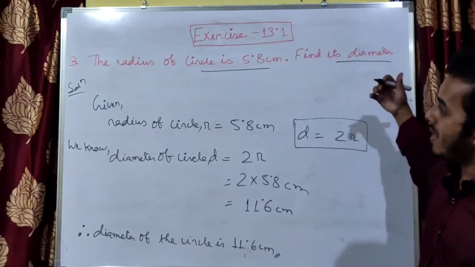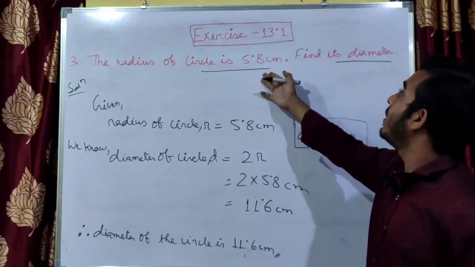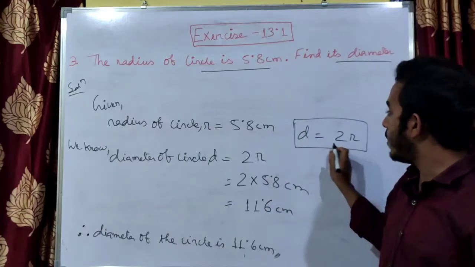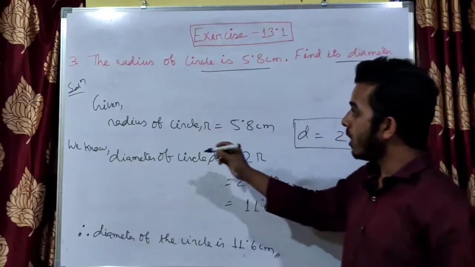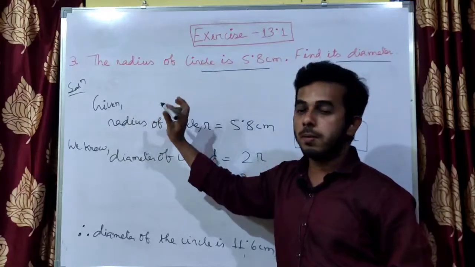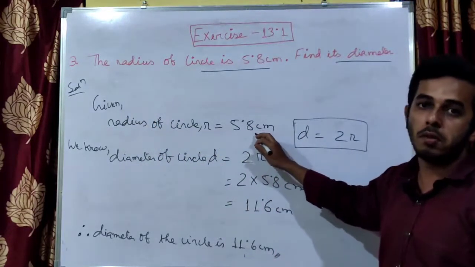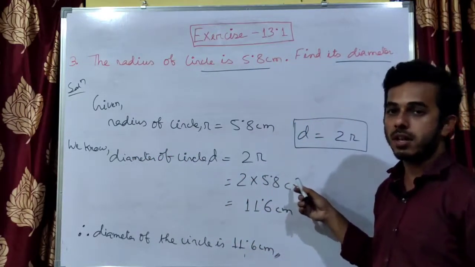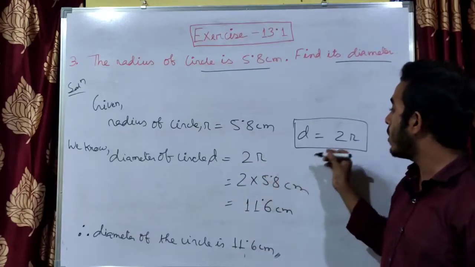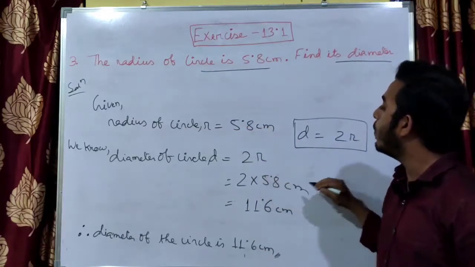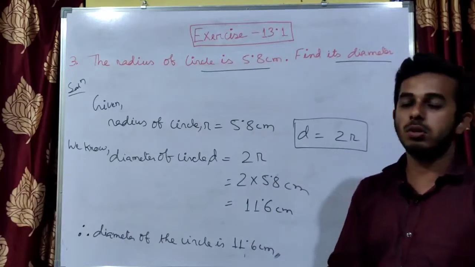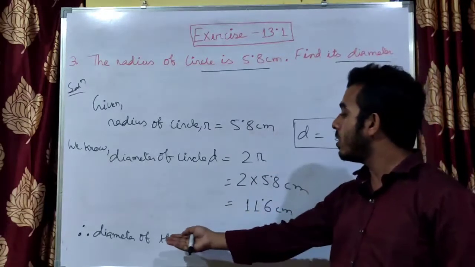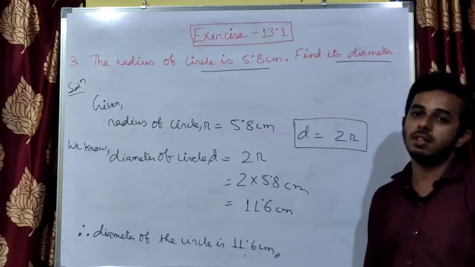Okay, let us understand again. Here the radius is given, 5.8, and diameter is asked. So first of all, we know diameter equals 2 times r. Now first we write given: radius of circle r equals 5.8 centimeter. Then we know diameter of circle d equals 2r. In place of r we have put the value of radius, 5.8. Then we just multiplied 5.8 with 2 and the result is 11.6 centimeter. So the diameter of the circle is 11.6 centimeter.